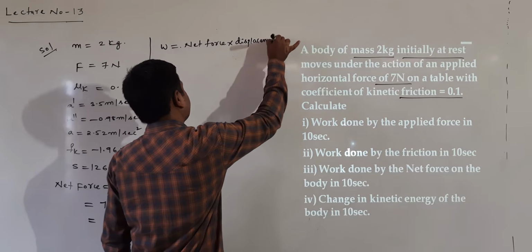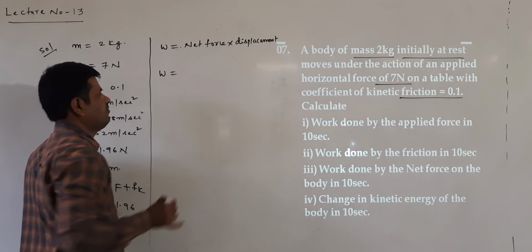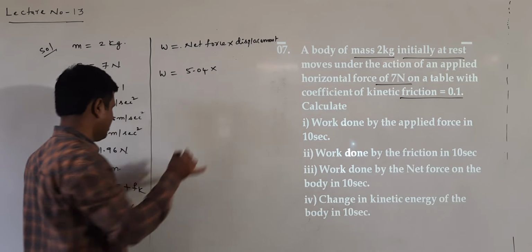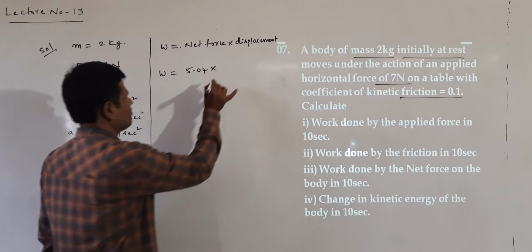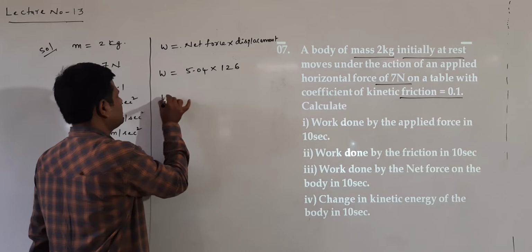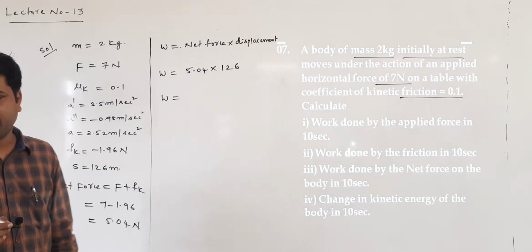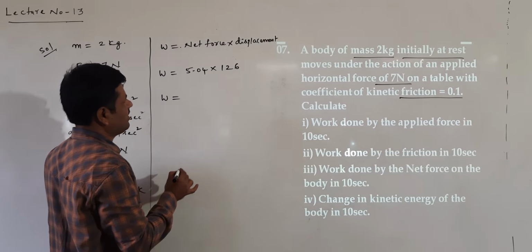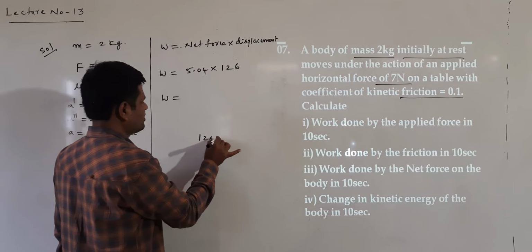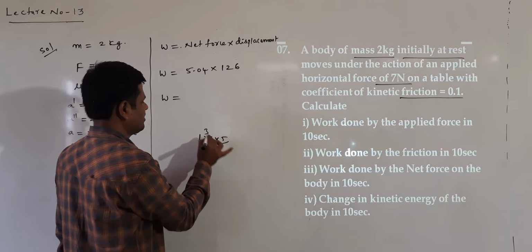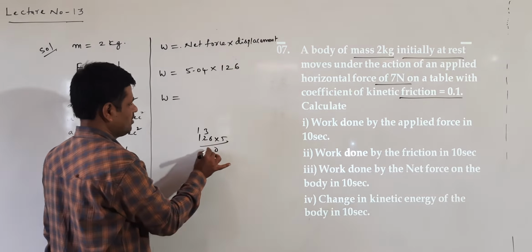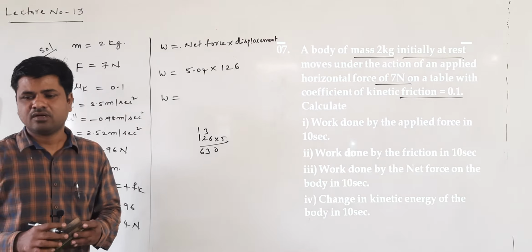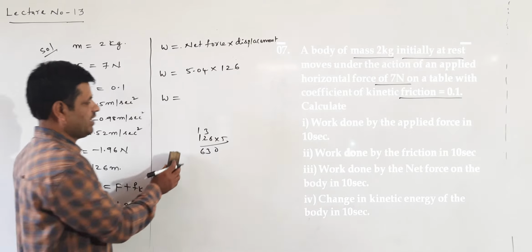Work done is equal to net force into displacement. Net force is equal to 5.04, and displacement we already got as 126. Calculating 126 into 5 near about: 5 6 are 30, 5 2 are 10, 13. Here it is near about 635 joules.